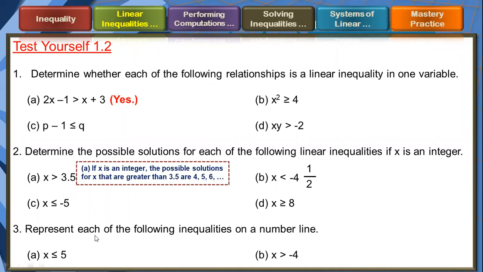So number 3, represent each of the following inequalities on a number line. For A, we have x is less than or equal to 5. And B, x is greater than negative 4. To graph that one, so we have this. So 5 here is shaded because we have less than or equal to. So we have equal to, so it is included. And less than means the direction of the arrow should go to the left side.